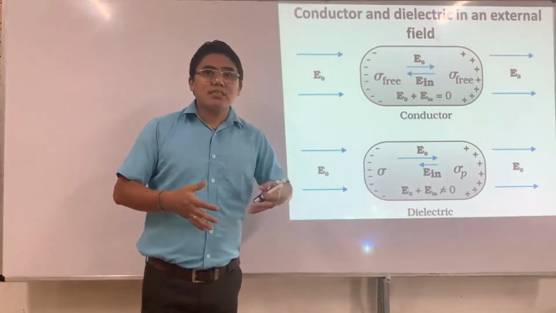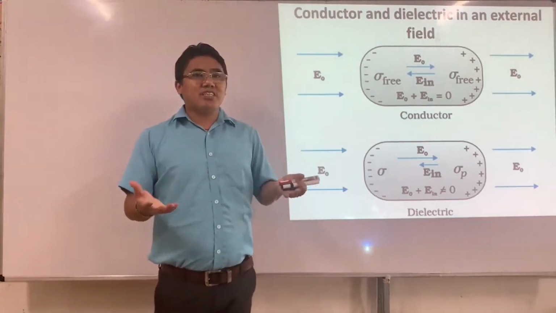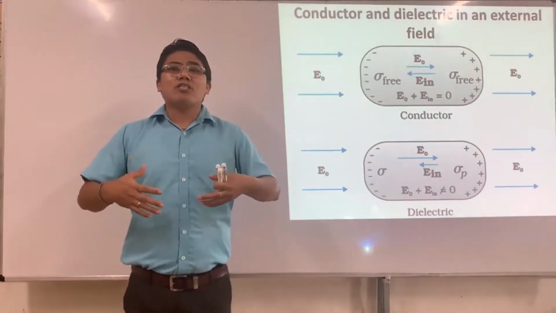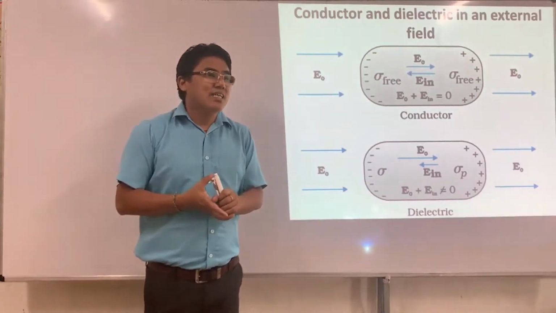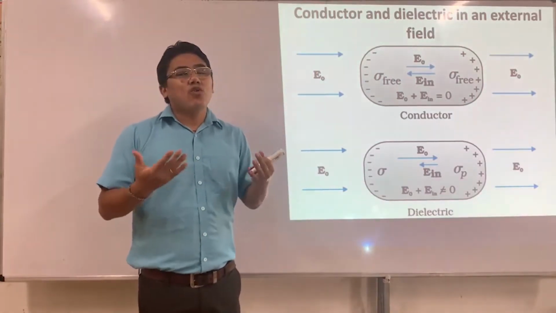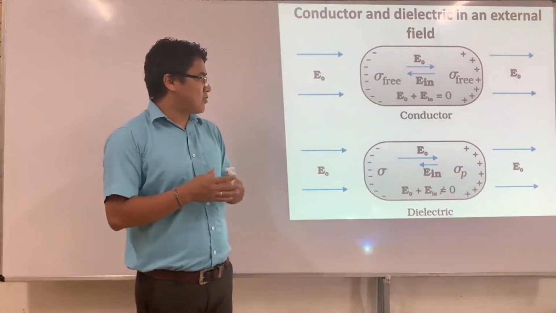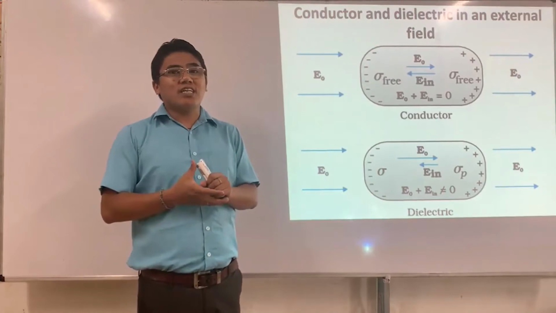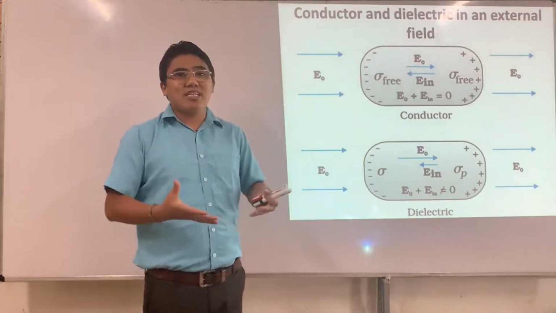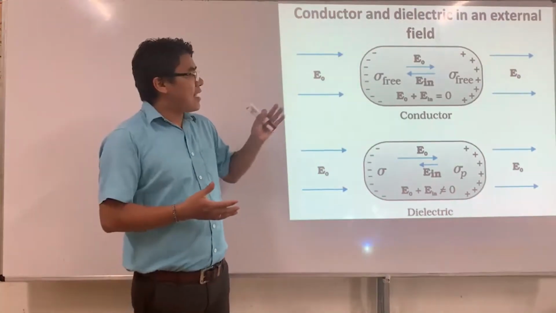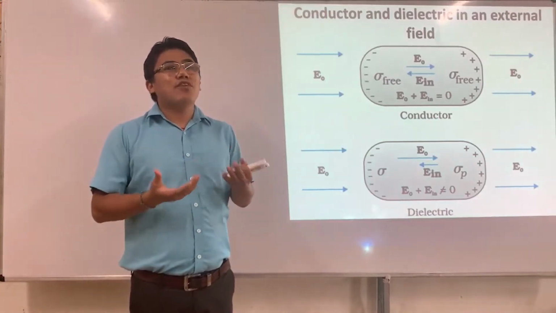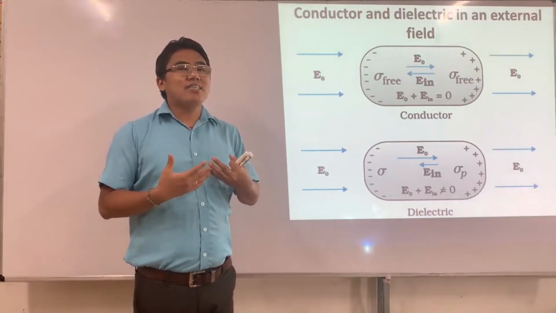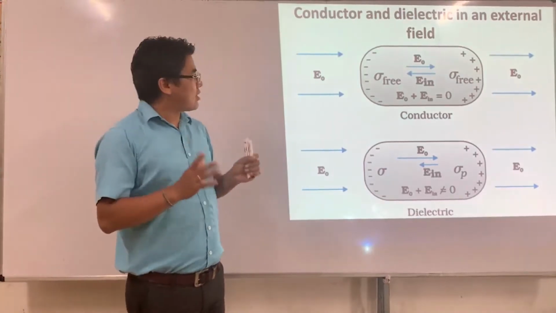A conductor is one which has so many free charge carriers, and a dielectric is one which doesn't conduct electricity. The reason is that it has no free charge carriers. So a dielectric has no free charge carriers, therefore it doesn't conduct electricity, and a conductor has free charge carriers, therefore on applying an electric field, a conductor can conduct electricity. So this is the difference.